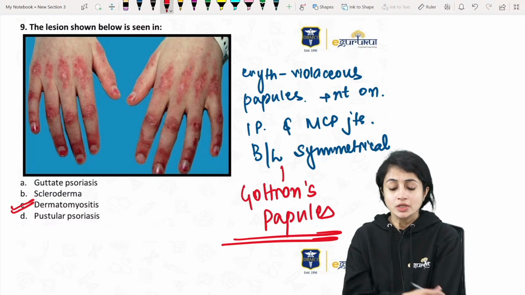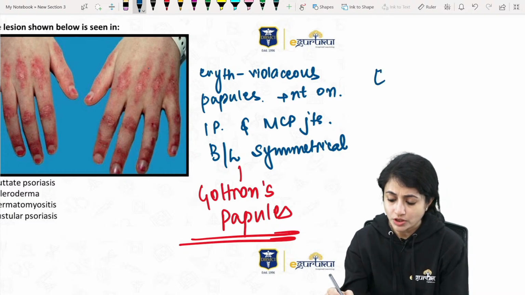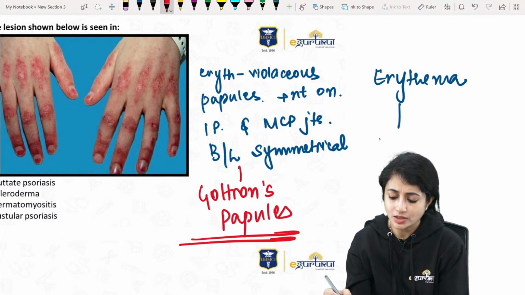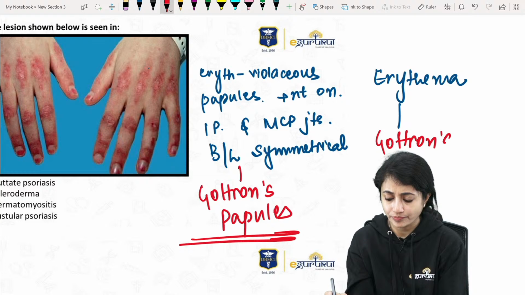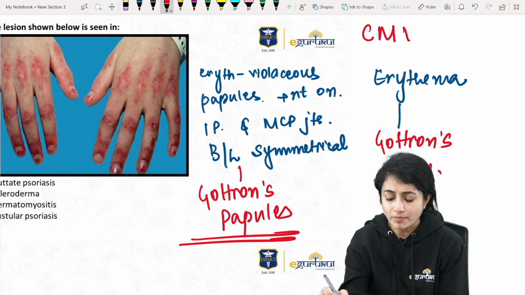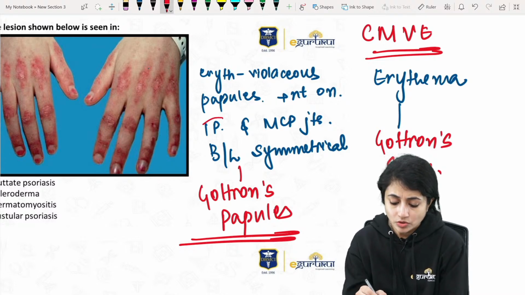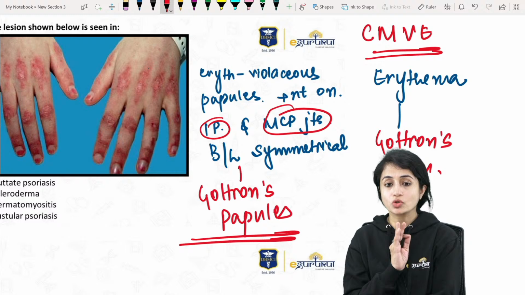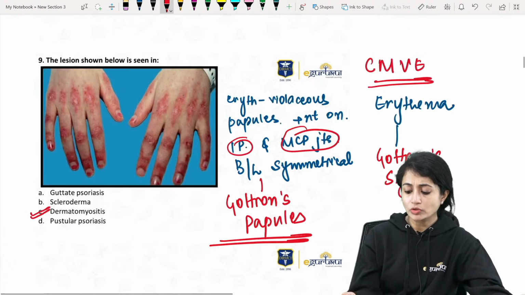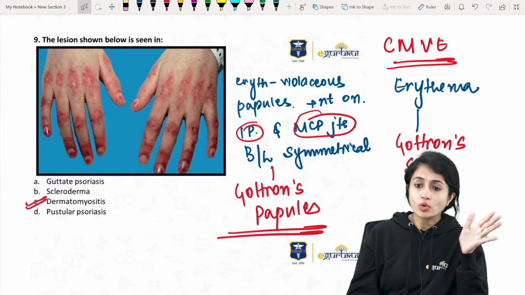Gottron's papules. Sometimes you do not see papules, you just see erythema. When everything is the same, but instead of papules you just have erythema, that is called Gottron's sign. This is in short also called confluent macular violaceous erythema. This is very classical, present on IP and MCP joints. Gottron's sign and Gottron's papules are the pathognomonic lesion of dermatomyositis.